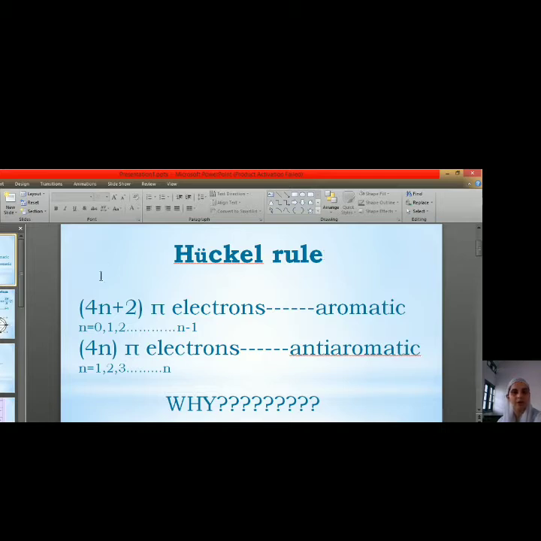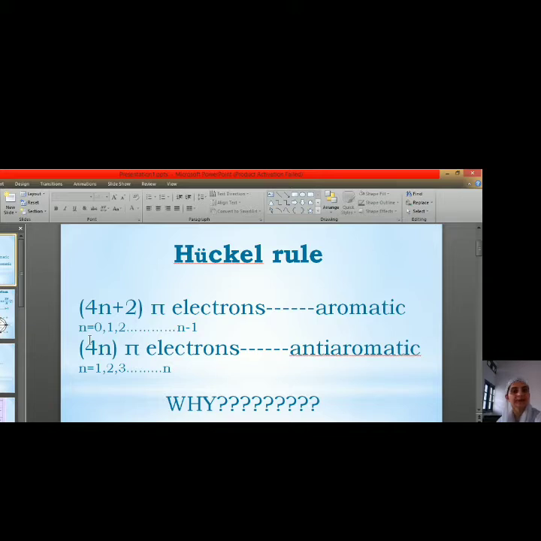According to this rule, if the system contains 4n plus 2 pi electrons, then the system is aromatic. For example, if we put n is equal to 0, we get 2 pi electrons. So a system containing 2 pi electrons that is conjugated is aromatic. Or if we put n is equal to 1, then we get 6 pi electrons, so a conjugated system containing 6 pi electrons is aromatic. But if the system contains a multiple of 4 pi electrons, then the system is anti-aromatic.